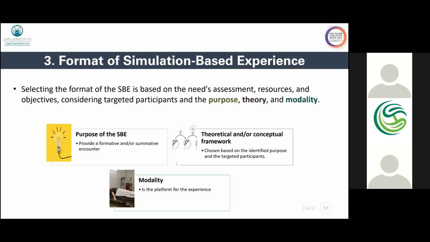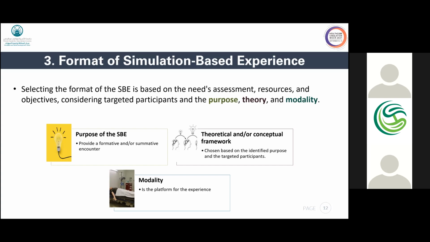Moving on to the format of the simulation-based experience: you finished designing the measurable objectives and needs assessment, and you drafted the purpose of this experience. Then, moving on to the purpose of the simulation-based experience and scenario: is it formative, where we would give feedback to the participants, or is it summative, where the participant will be graded on this, and there is a pass and fail, for example? You will design the theoretical or conceptual framework. The purpose and the level of the participants determine this step.